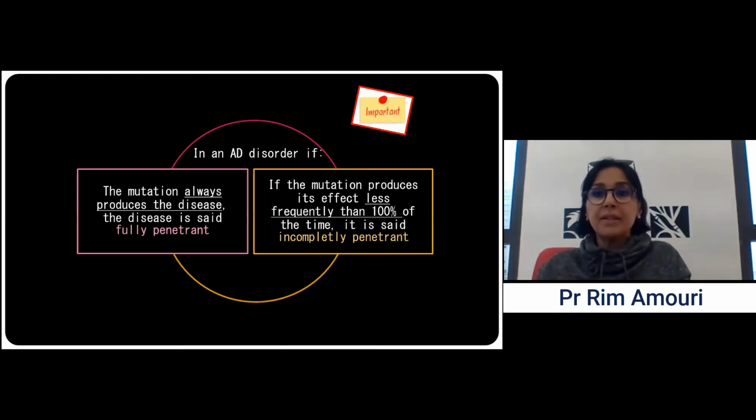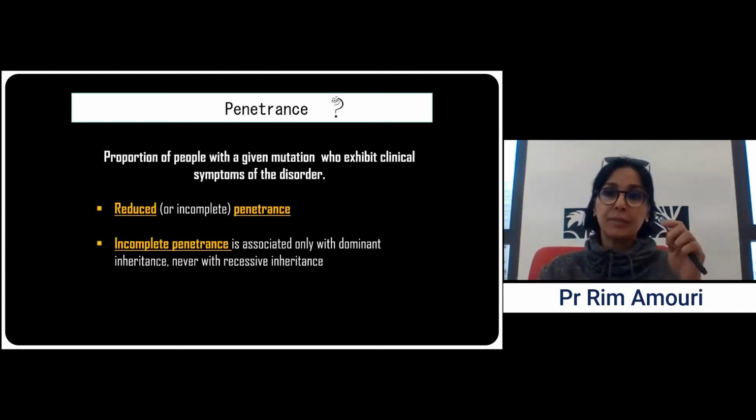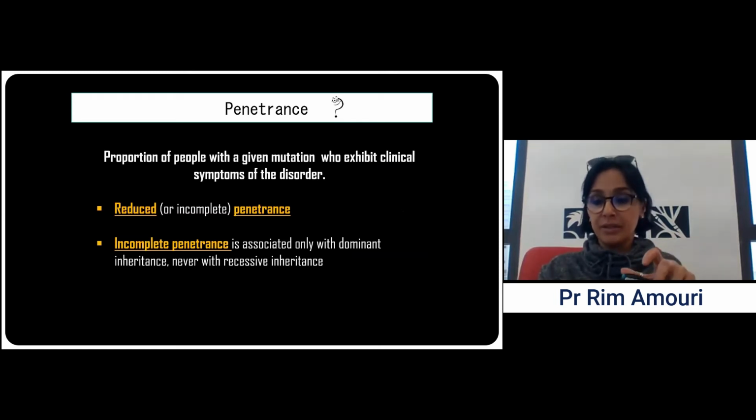What you have to know is that in autosomal dominant disorders, if the mutation always produces the disease, it is called fully penetrant. And if the mutation produces its effect less frequently than 100% of the time, it's called incompletely penetrant. So penetrance refers to the proportion of people with a specific mutation in a specific gene who also show symptoms of the genetic disorder. If some people with the mutation do not develop features of the disorder, the condition is said to have reduced or incomplete penetrance.